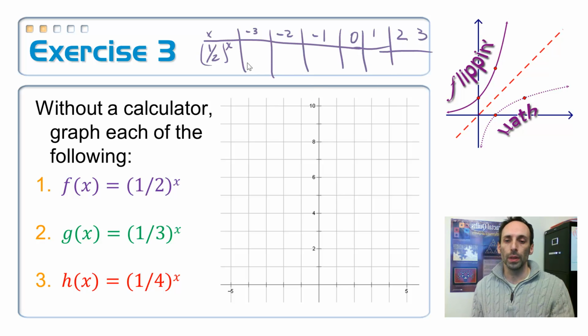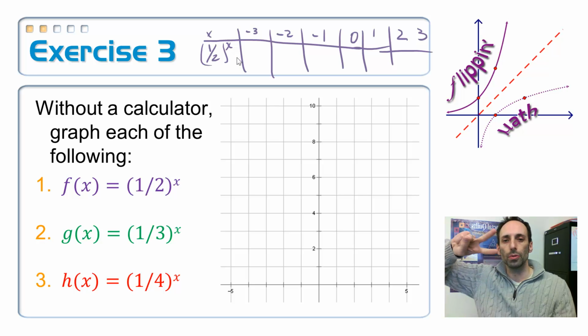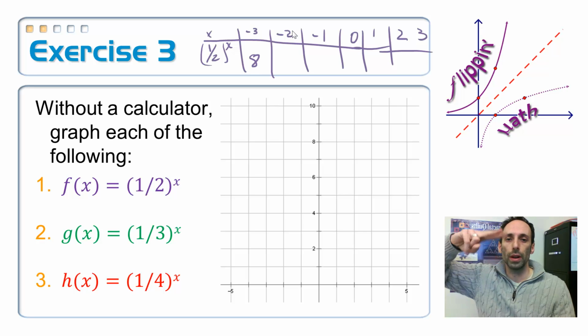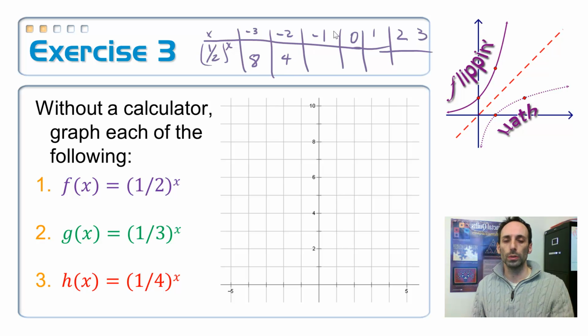Okay, if I stick in negative 3, the negative part makes it reciprocal. So instead of a half, you have 2. Now to the third power makes it 8. To the negative 2 power, the negative makes it reciprocal. So it was 1/2, now it's going to be 2 raised to the second power. It's 4. Negative 1, so I'm just taking the reciprocal, it's 2.